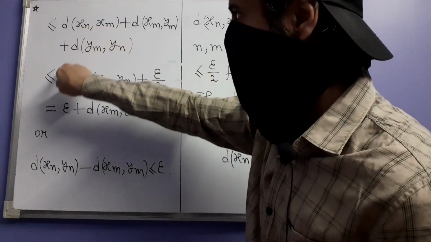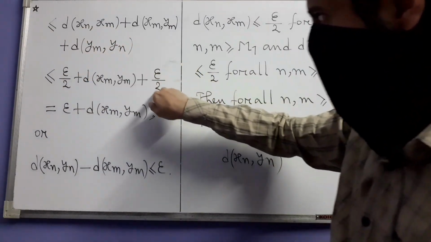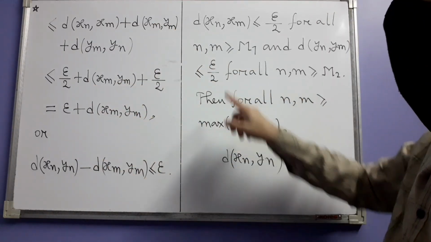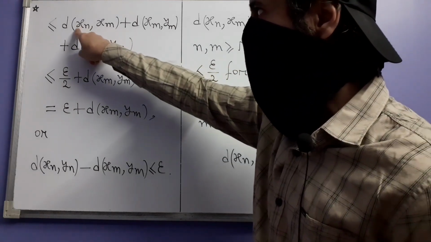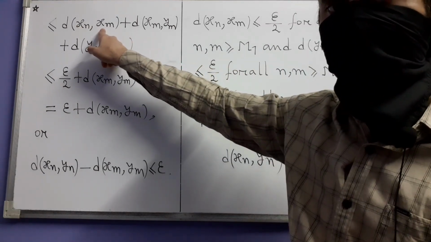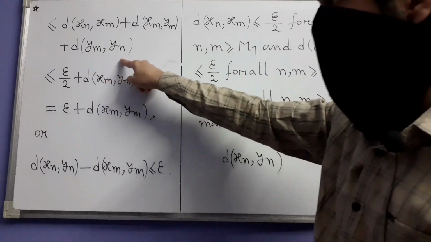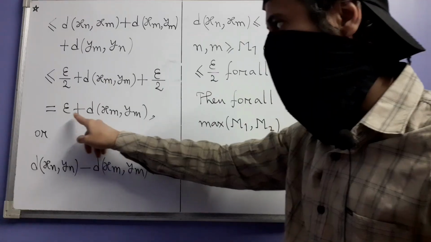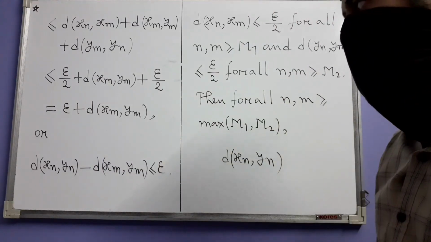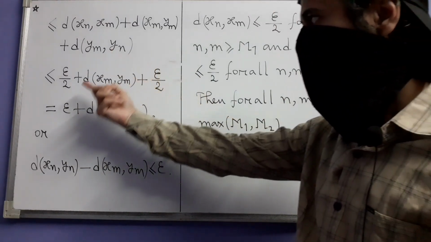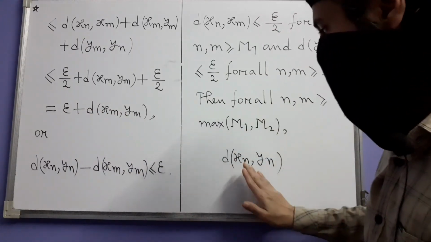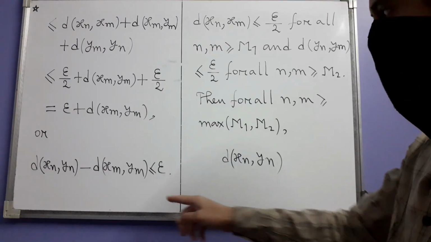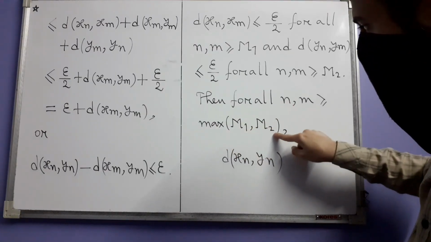That is why this is less than or equal to epsilon over 2 and this one is less than or equal to epsilon over 2 as well. The middle term of course stays. Note carefully that in this first term we have the terms of the sequence xn, whereas here we have the terms of our sequence yn. And then you add these two things, get epsilon plus d(xm, ym). This is less than or equal to epsilon plus this. So that means this minus this is less than or equal to epsilon. And this is happening for all n and m greater than or equal to this max value.